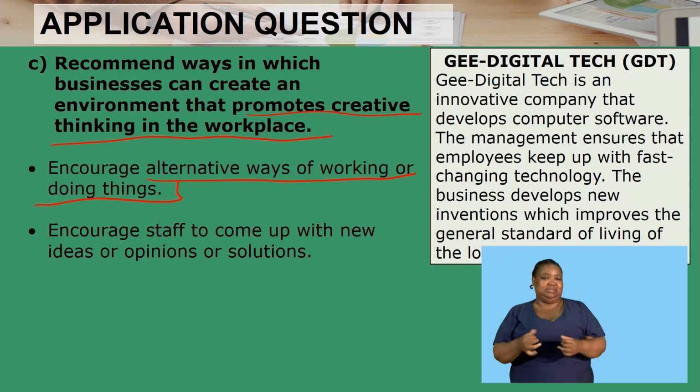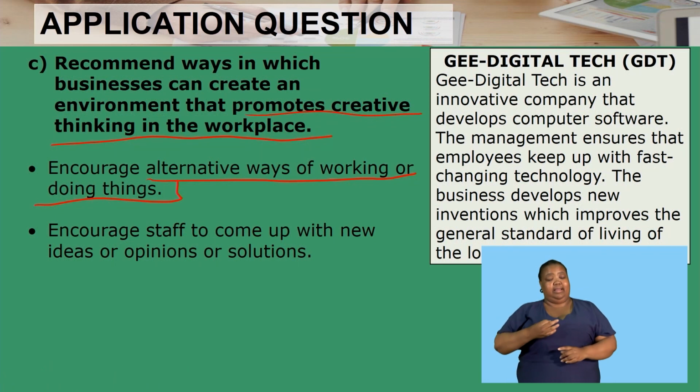Right, let's move on. Encourage staff to come up with new ideas or opinions or solutions. So it is important you are encouraging the staff to come up with new ideas. Tell them you are more than welcome. Compliment them. Tell them your idea, excellent, it's good, beautiful, I love that idea. So you are encouraging them to come up with opinions or solutions.